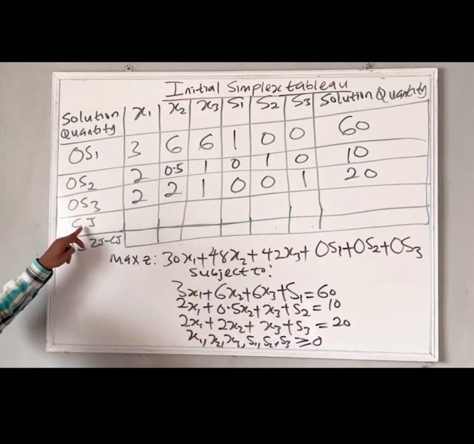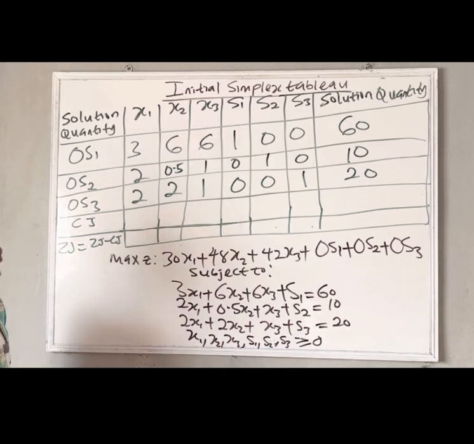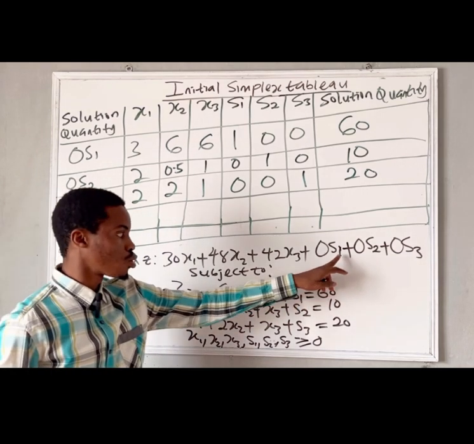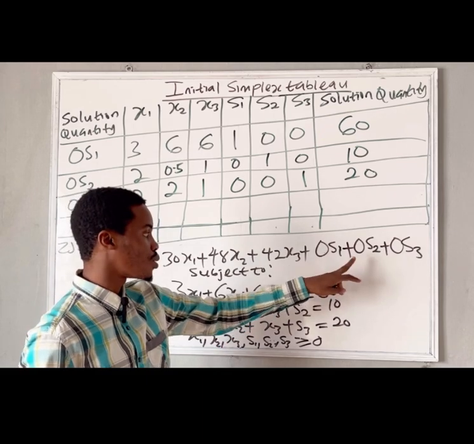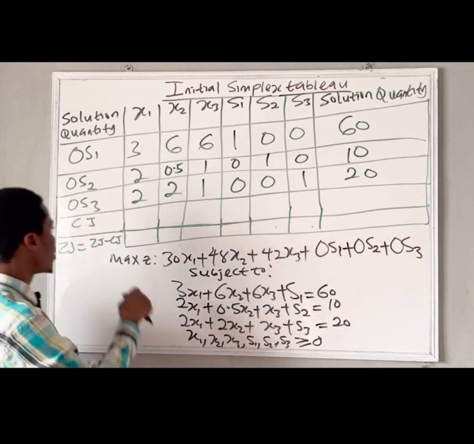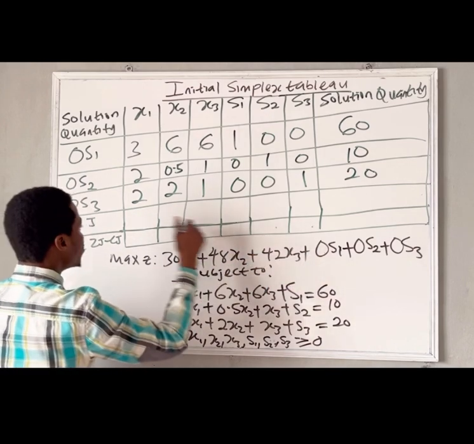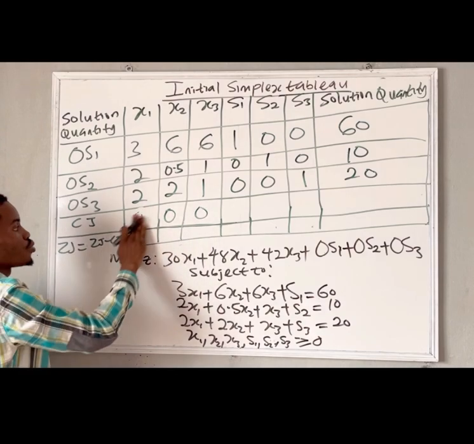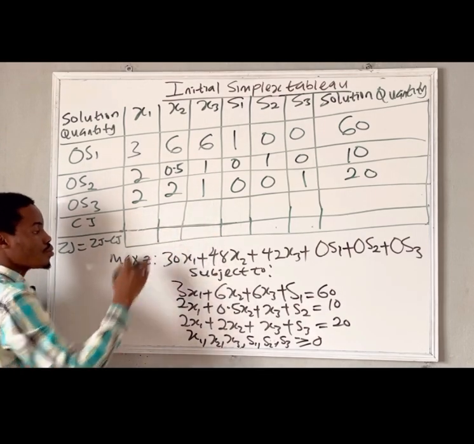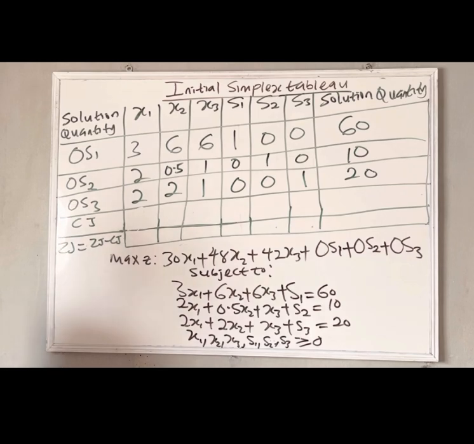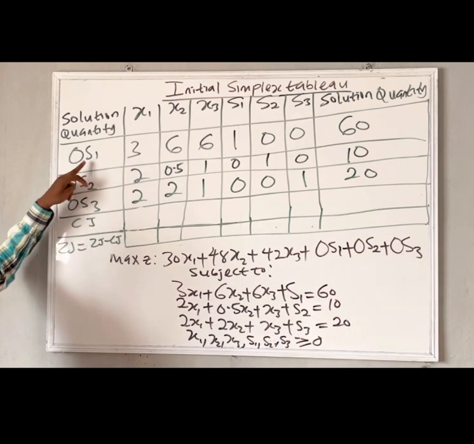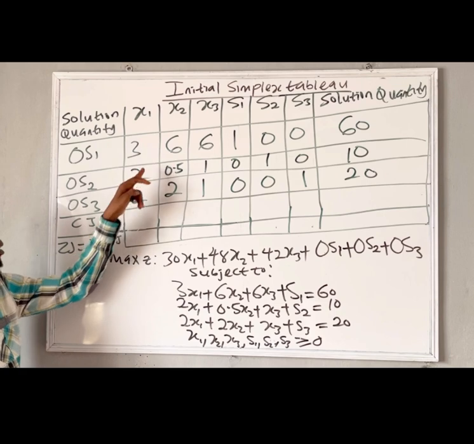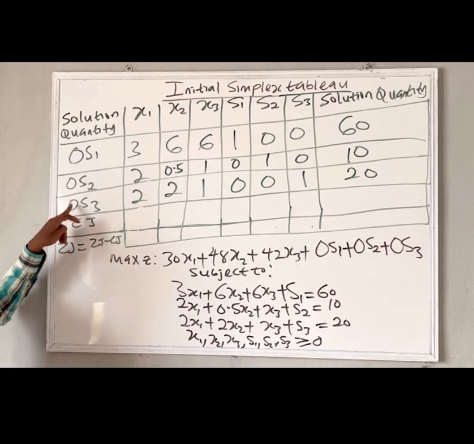So my Cj is the coefficient of the slack variables of the objective function. What is the objective function? That is the slack variable that I added to the objective function: 0, 0, 0. So for me to get this, I'm not going to put 0. My Cj is the coefficient of x1, x2, x3. For me to get x1 here, I'm going to multiply 0 times 3, the coefficient of x1, which is 0 here, multiplied by 3 plus 0 times 2 plus 0 times 2.